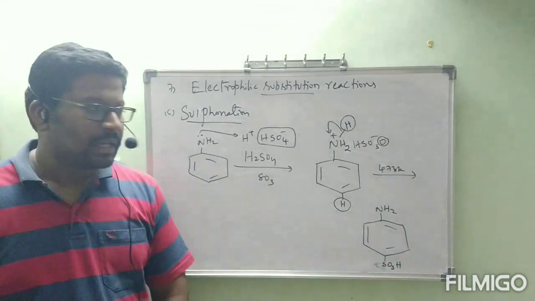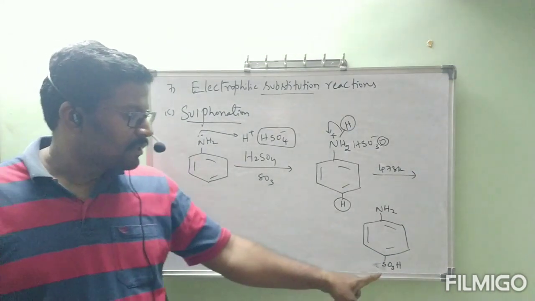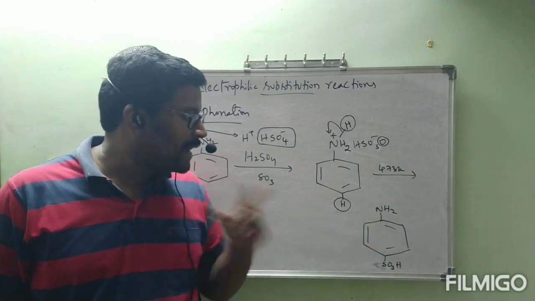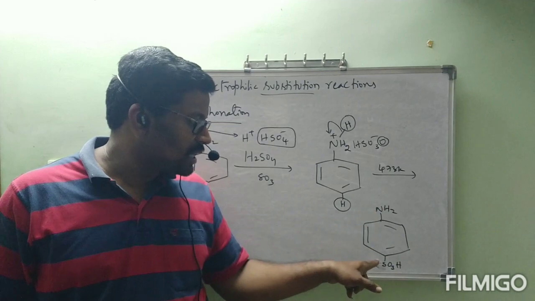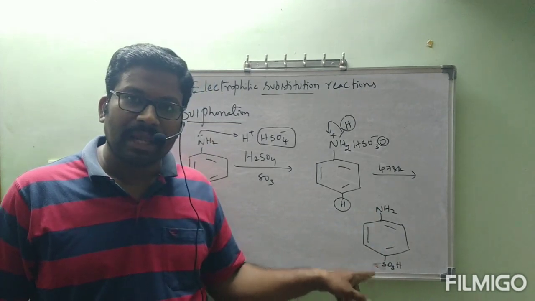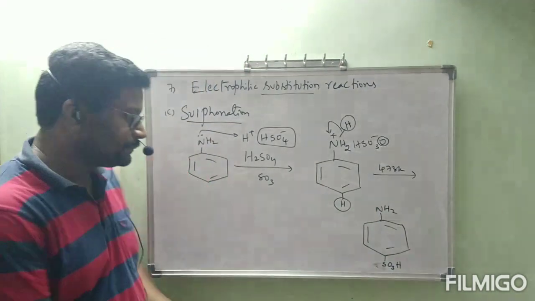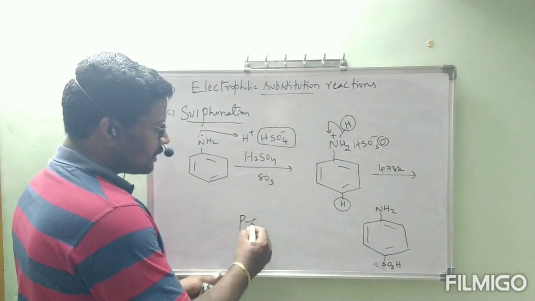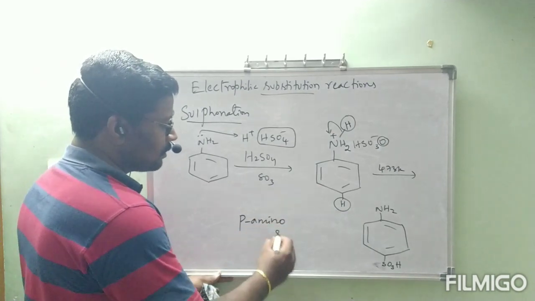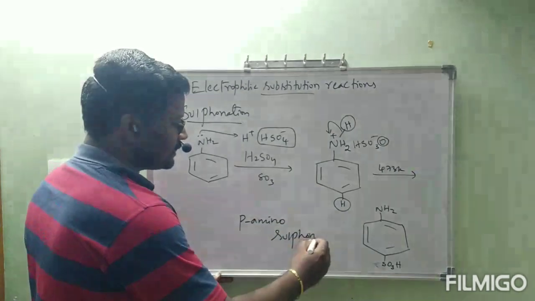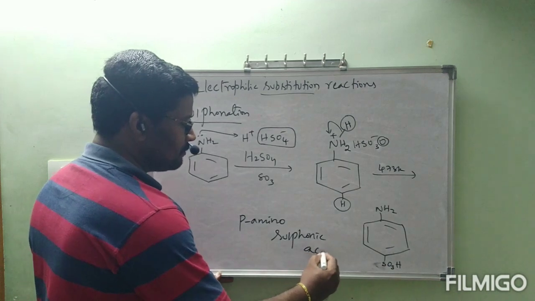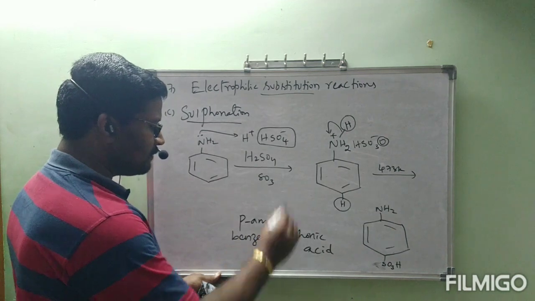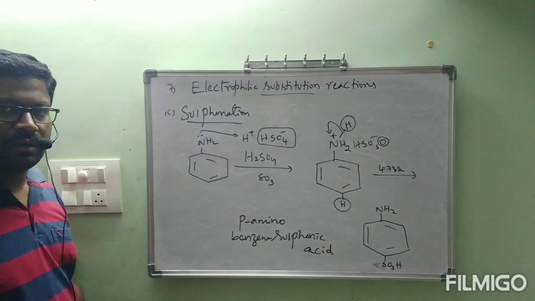Is it clear? Actually, this is para. One minute. Para-amino sulfonic acid, sorry. Para-amino benzene sulfonic acid. That is the product we got.